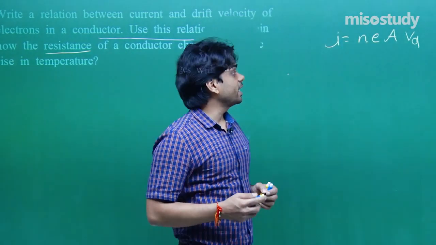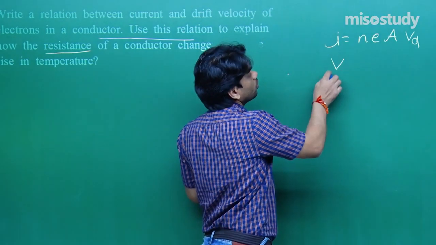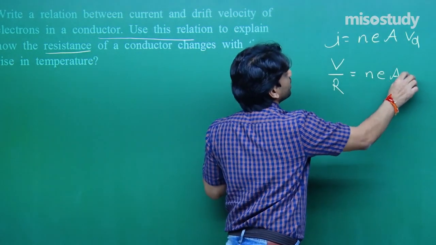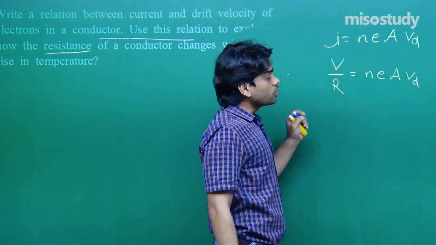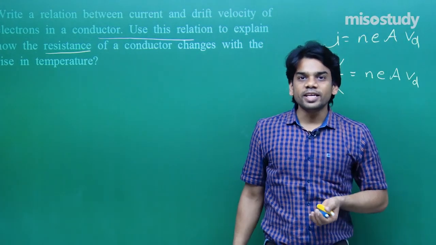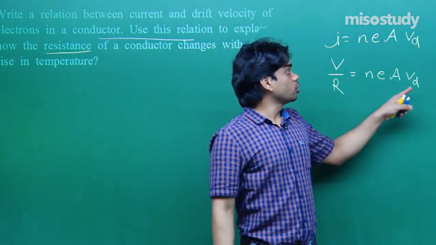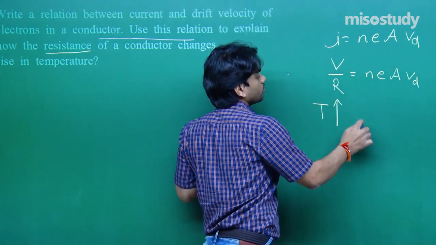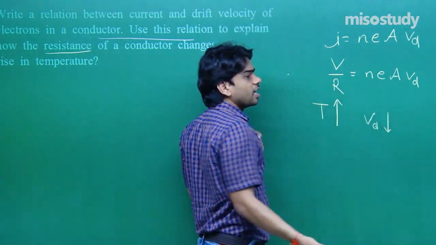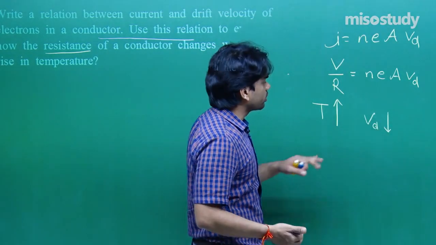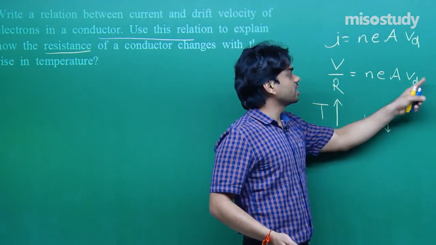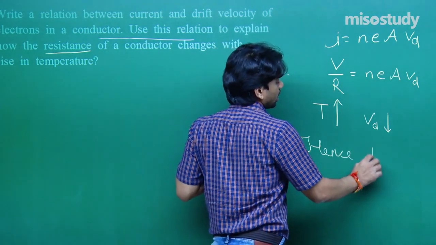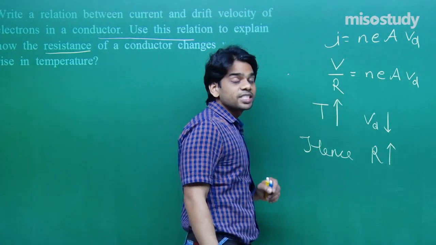Use this relation to explain how the resistance of a conductor changes with rise in temperature. First understand I equals V by R, and this is equal to n e A v_d. We all know that with rise in temperature, v_d is going to decrease. So if v_d is going to decrease, resistance is going to increase. Try to understand: as T increases, v_d decreases. Actually the average drift speed decreases. So if this increases, this decreases, that means resistance will increase. So hence R increases. That is what we can mention here in this case.